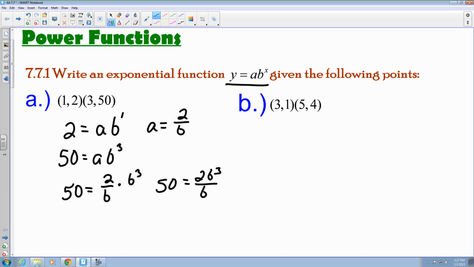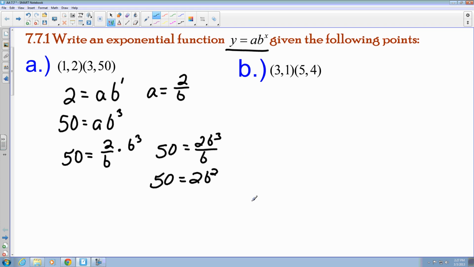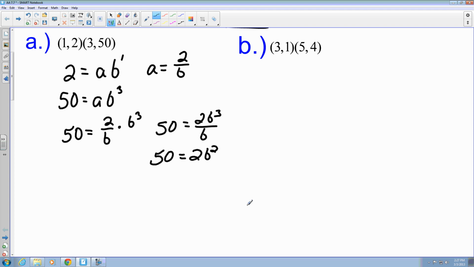I use my exponent rule with the same base. So here 50 equals 2b squared. Dividing both sides by 2, I get 25 equals b squared, and b ends up equaling 5. Now we only take the positive root when we square root when it comes to finding exponential functions. So what we've done is found the value for b.